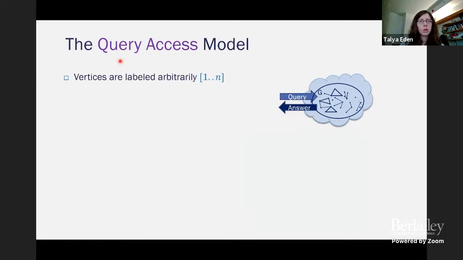Okay, so what's the query access model in sublinear time algorithms? You probably know, but I'll just mention.